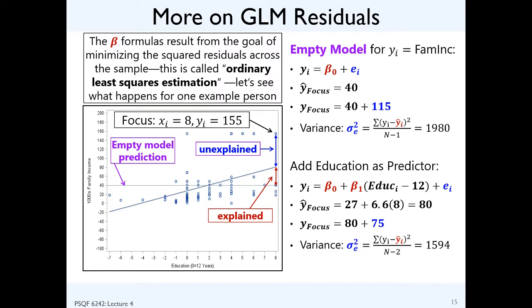So in this case, for this focused person up here, their predicted income is right here on the line. It is the intercept plus filling in their value of education of 8, because they are 8 above the new centering point of 12. That works out to be 80. So their new custom predicted income is 80. Now that's closer, that's better, but it's still not there.